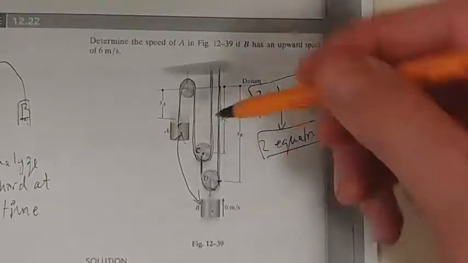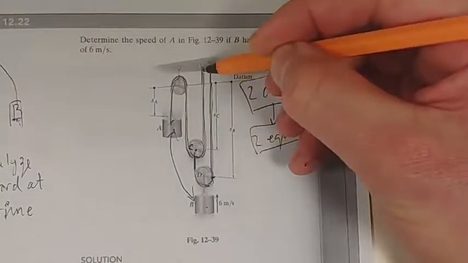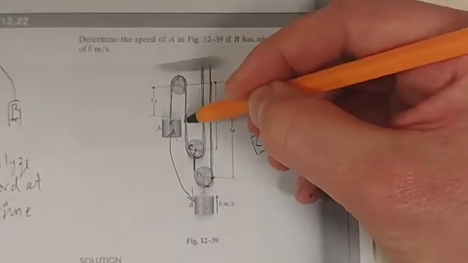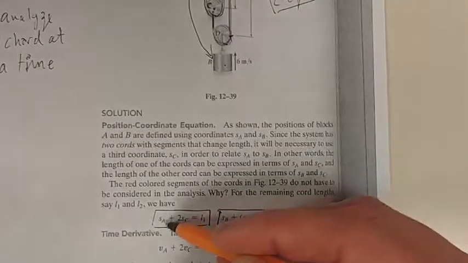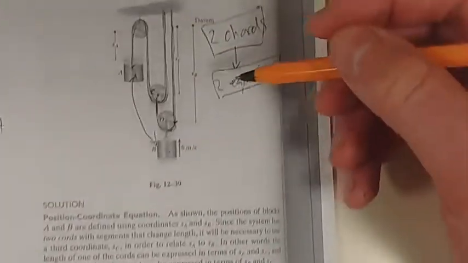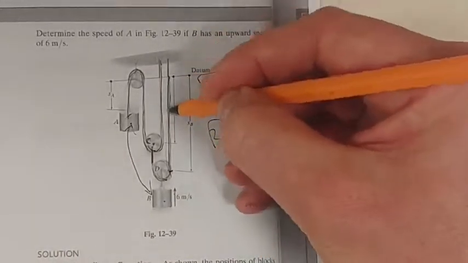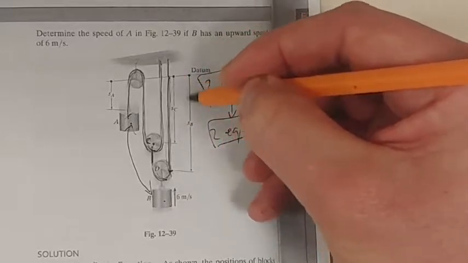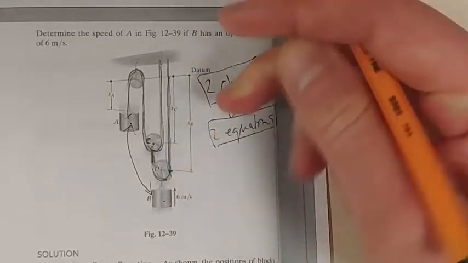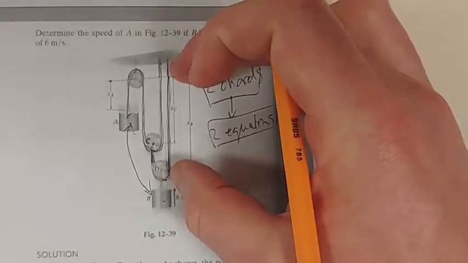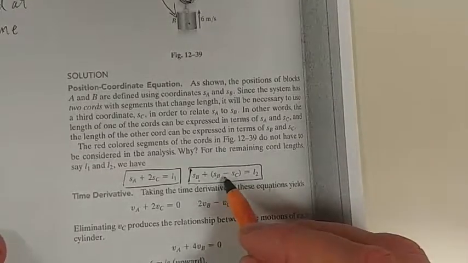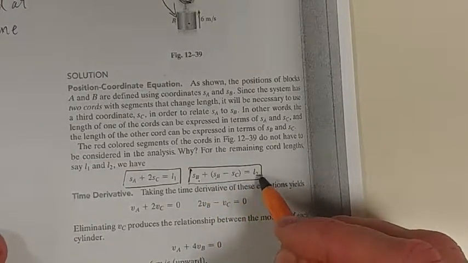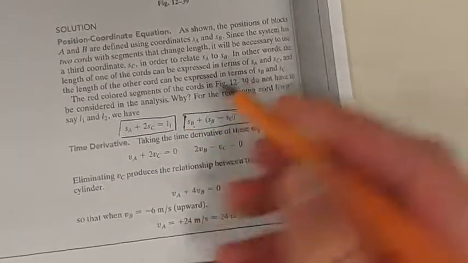Just to repeat, we're looking first at this cord: SA plus SC plus SC, so SA plus 2SC is length 1. Then we have SB, that's that total length there, plus that length there, which is the total length SB minus SC. SB plus SB minus SC is length 2. You take the derivative of that, and we get this equation and that equation.